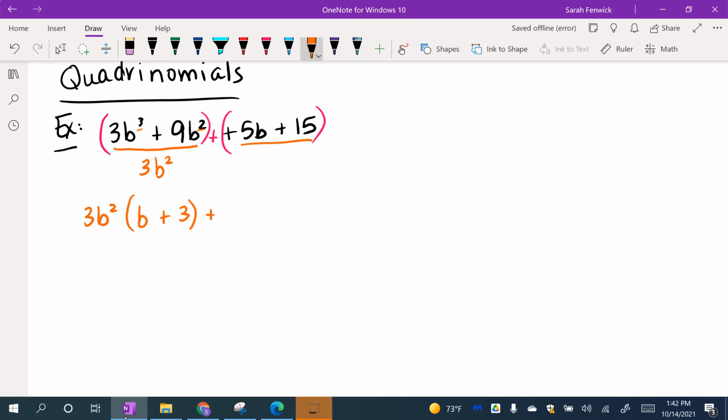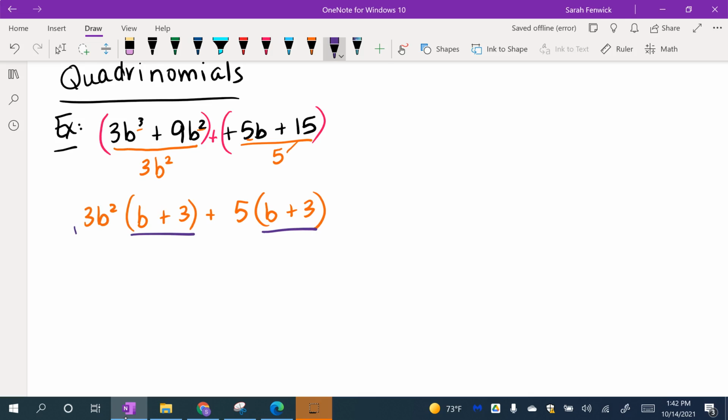Here, what do these two have in common? Well, 5 and 15 can both divide by 5. The first one has a b, the second one does not, so I cannot use the variable. So if I take out a 5, here, 5 divided by 5 is 1. I keep the b, plus 15 divided by 5 is 3. If you've done this right and the problem works out, then these two pieces should match.